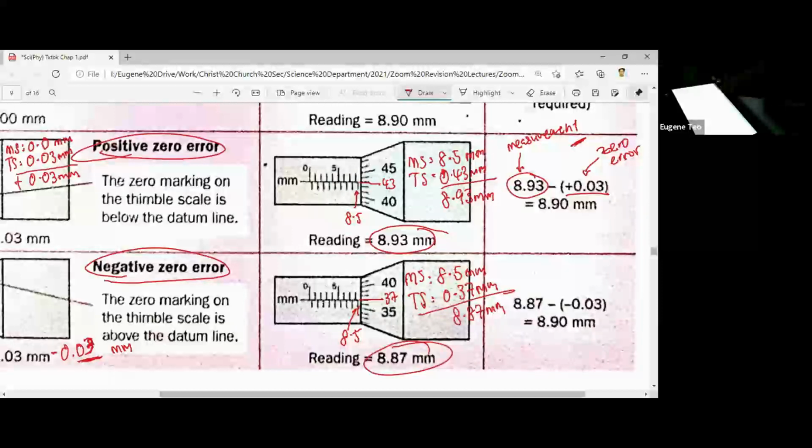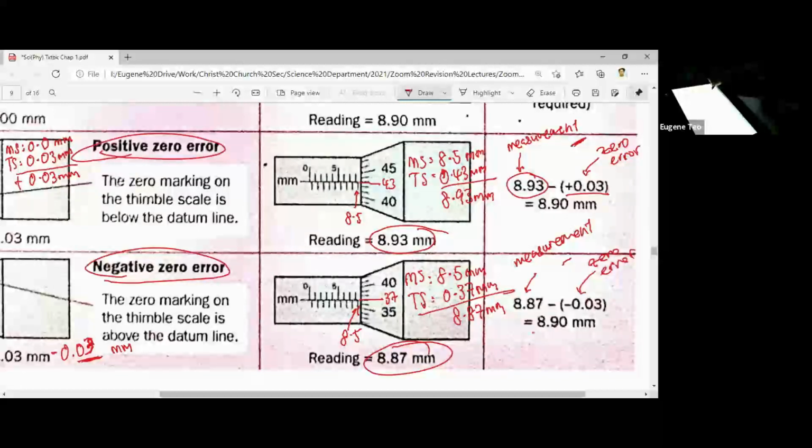Whatever that I have here, this is the measurement I've taken, but there's a negative zero error. How can I make a correction to it? So once again, you take the measurement and then you subtract the zero error. And after I subtract, I'll get 8.90 mm.